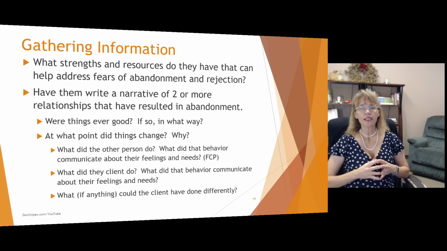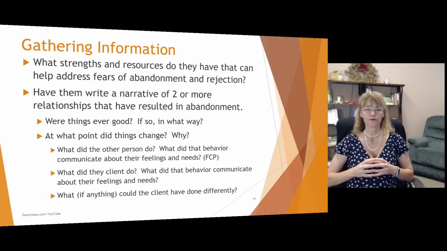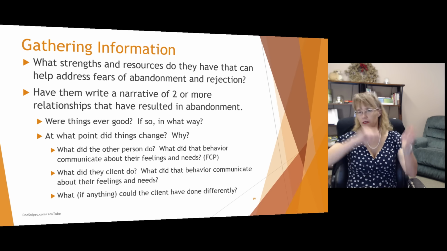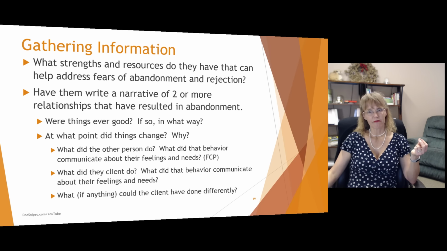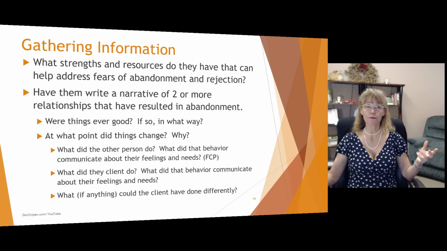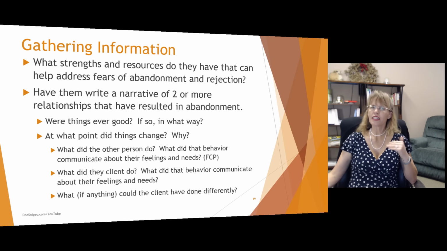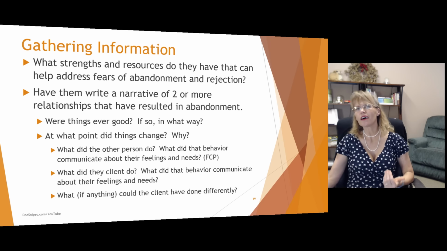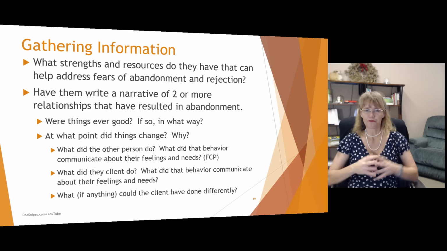Have them write a narrative of two or more relationships that have resulted in abandonment. Start out writing the narrative, then going back and evaluating. Were things ever good? If so, in what way? A lot of relationships start out good. So how were they good? At what point did things change and why? Really looking back and saying, what was going on here that all of a sudden led to this pivot?